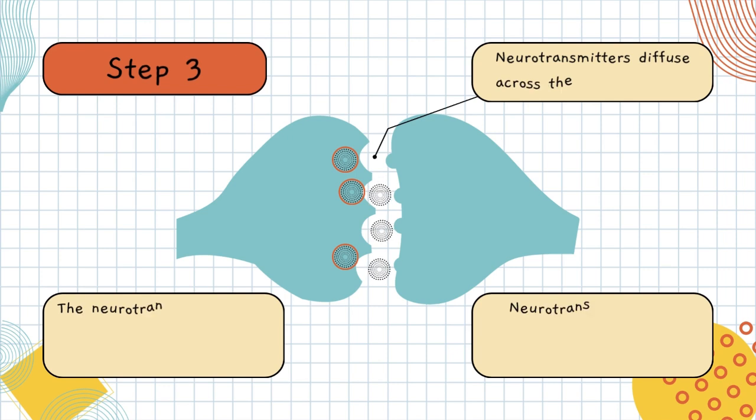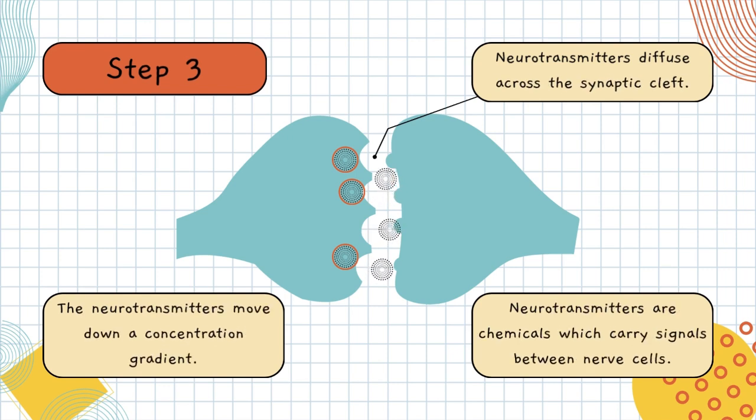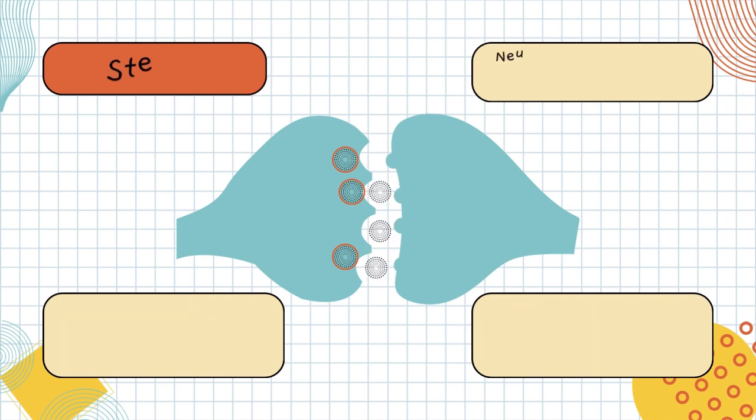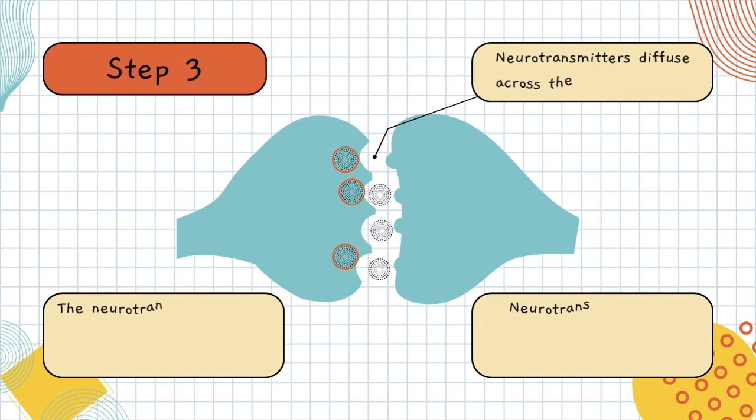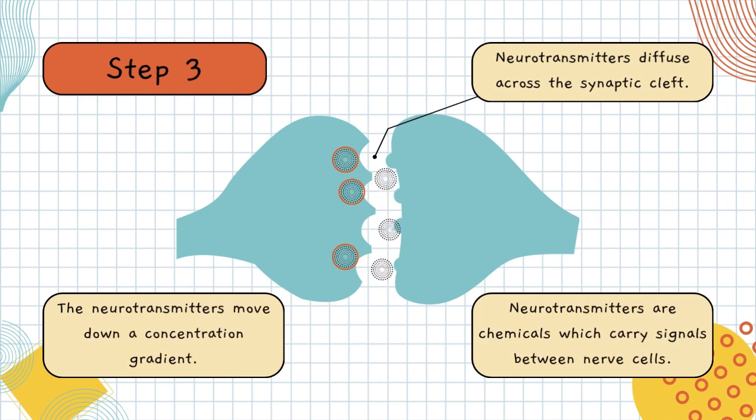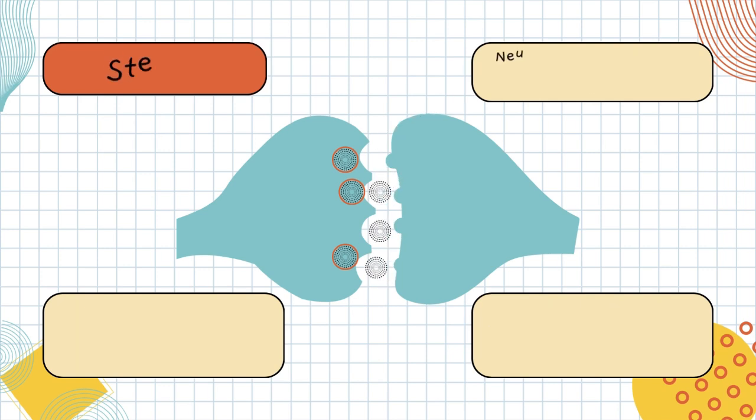Step 3. Neurotransmitters diffuse across the synaptic cleft. The neurotransmitters move down a concentration gradient. Neurotransmitters are chemicals which carry signals between nerve cells.